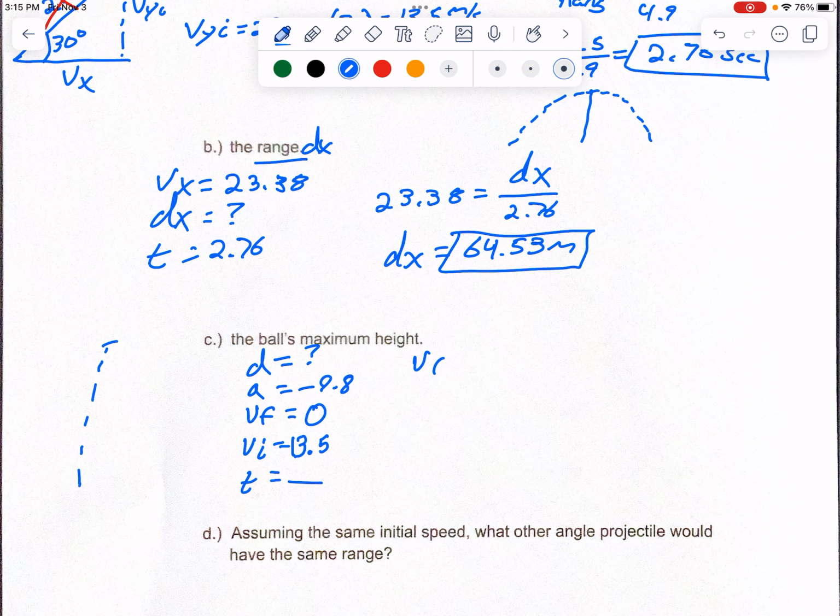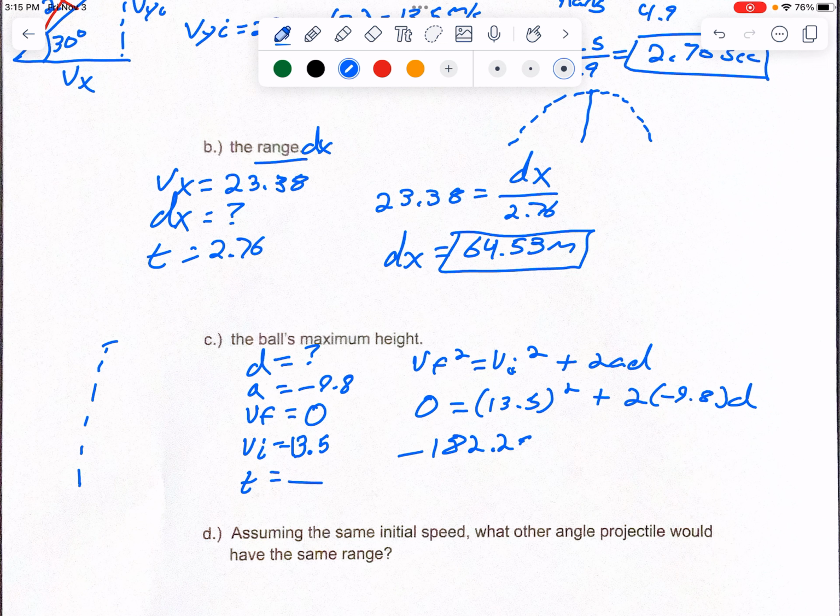So that gives me the equation of VF squared equals VI squared plus 2AD. I'm going to plug in. So 0 equals 13.5 squared plus 2 times negative 9.8 times D. I'm going to move that 13.5 squared over to the left side, and it becomes negative. So 182.25 equals negative 19.6 D. Divide both sides by negative 19.6, and you're going to get a height of 9.30 meters.